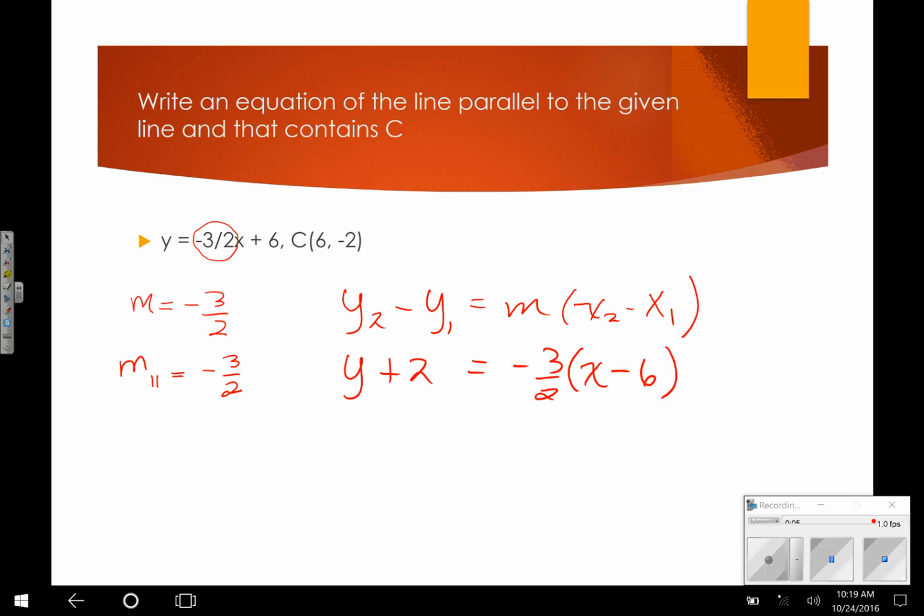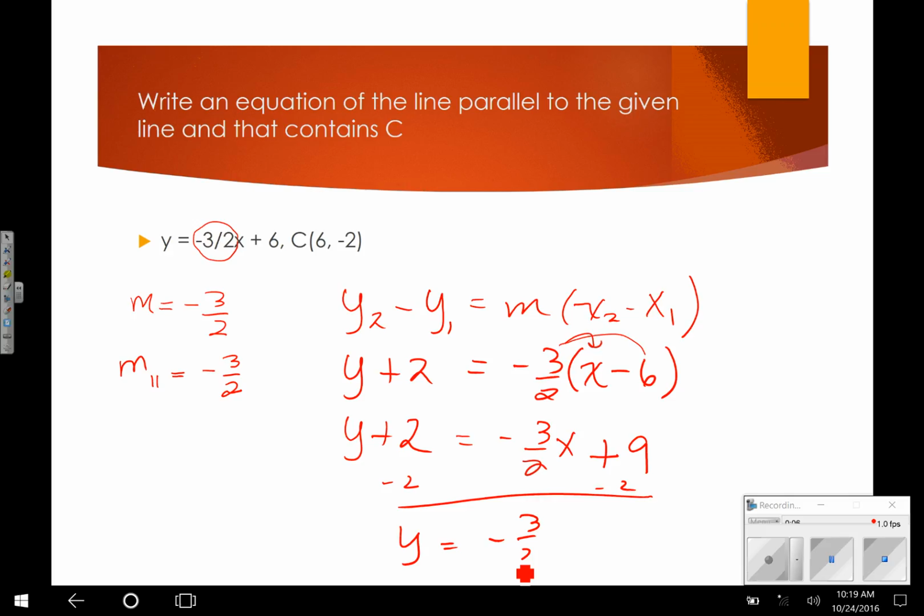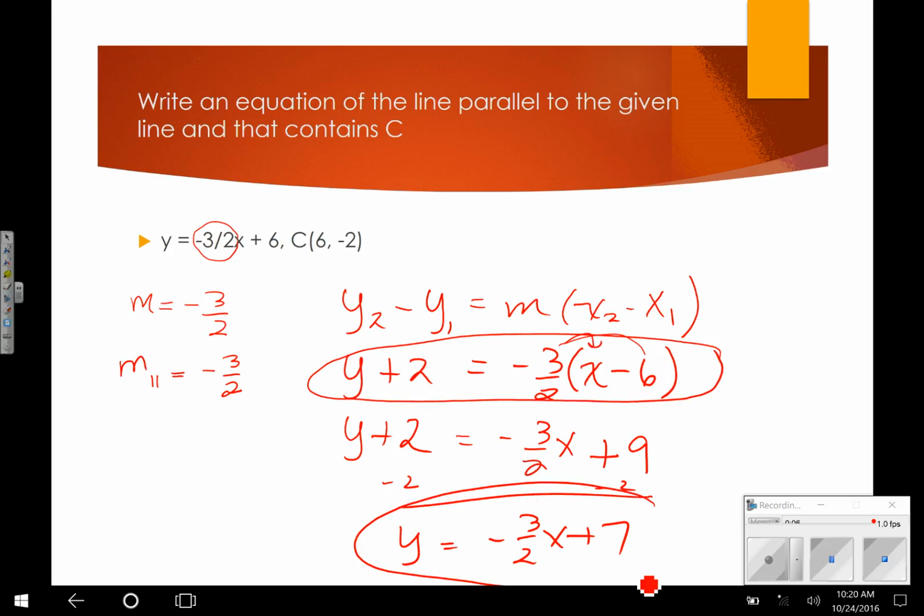Now, if it was asked to put in slope-intercept form, you would have to go on. If it's not asked for slope-intercept, I would just stay here, but let's go on just because you want to. Okay, if I distribute my negative 3/2, I'm going to get negative 3/2 x, and then plus 2 goes into 6 3 times, so plus 9. And then I'm going to subtract 2, so y equals negative 3/2 x plus 7. Okay, but again, if they're not asking for a specific form, then that's fine. If they're asking for slope-intercept, that's your answer.